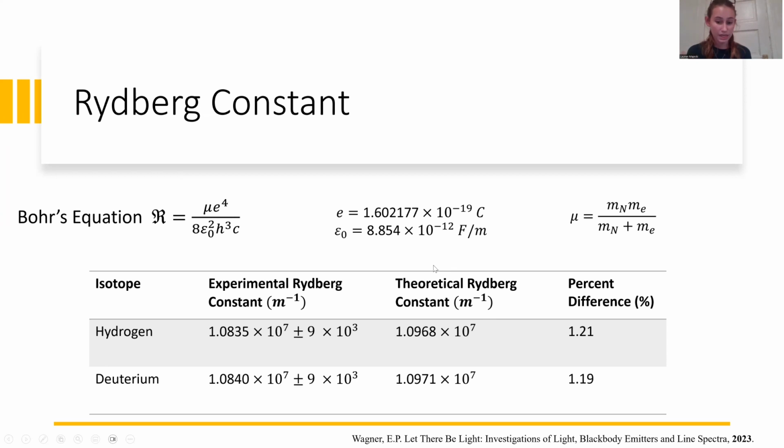We can see for both cases that the deuterium Rydberg constant is slightly larger. And this makes sense because this constant reflects the strength of an interaction between the nucleus and the electrons. We expect it to be slightly larger for deuterium due to its larger mass.